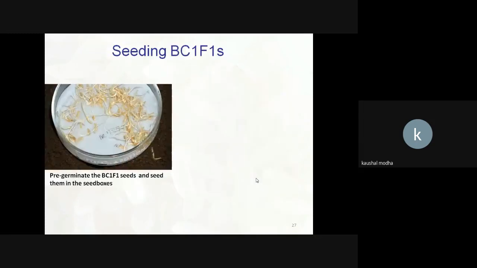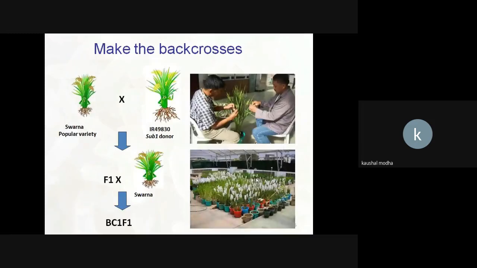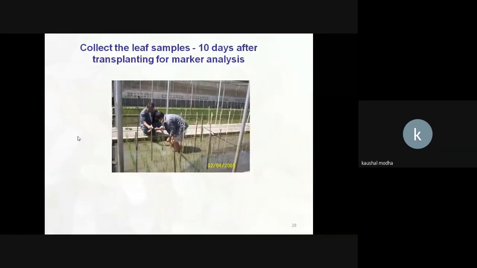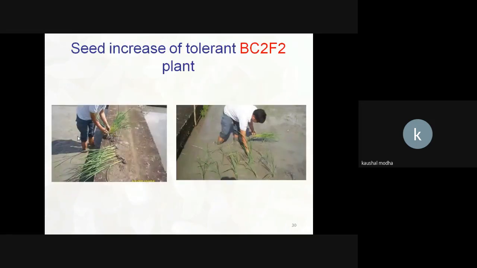So this is an example, just go through the slides, for transfer of flood tolerance, which is governed by the sub1 gene. It was transferred from this donor parent to Swarna, which is a popular mega variety. And it was also transferred to Samba Mahsuri. So there is phenotypic screening for submergence tolerance, and the progenies are backcrossed to the recurrent parent, and simultaneously genotyping is also performed.